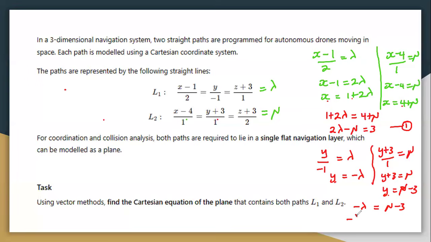So simultaneously, it becomes negative lambda minus mu is equal to negative 3, which you can write as lambda plus mu is equal to 3. So I have two equations, 2 lambda minus mu is equal to 3, and lambda plus mu is equal to 3. May I know whether now people who are finding the problem, whether that is very okay?